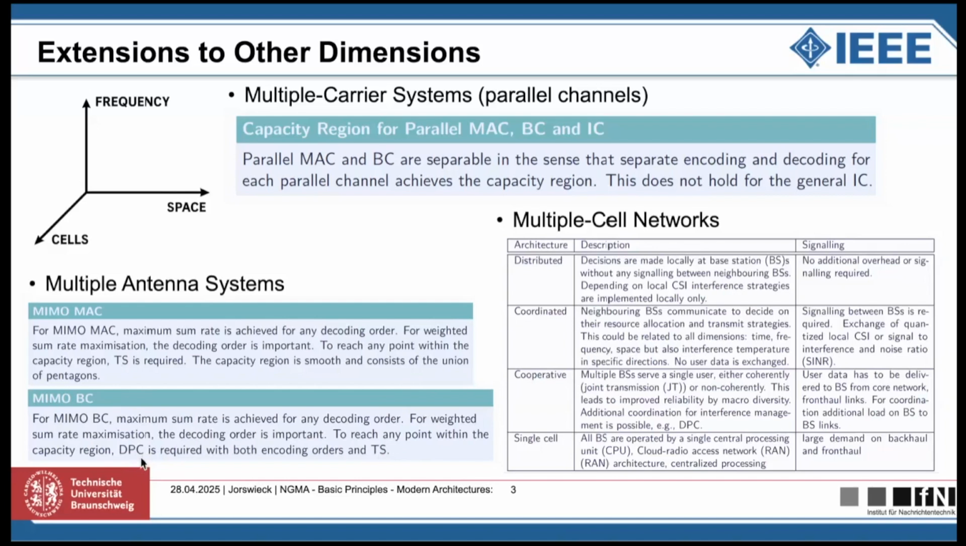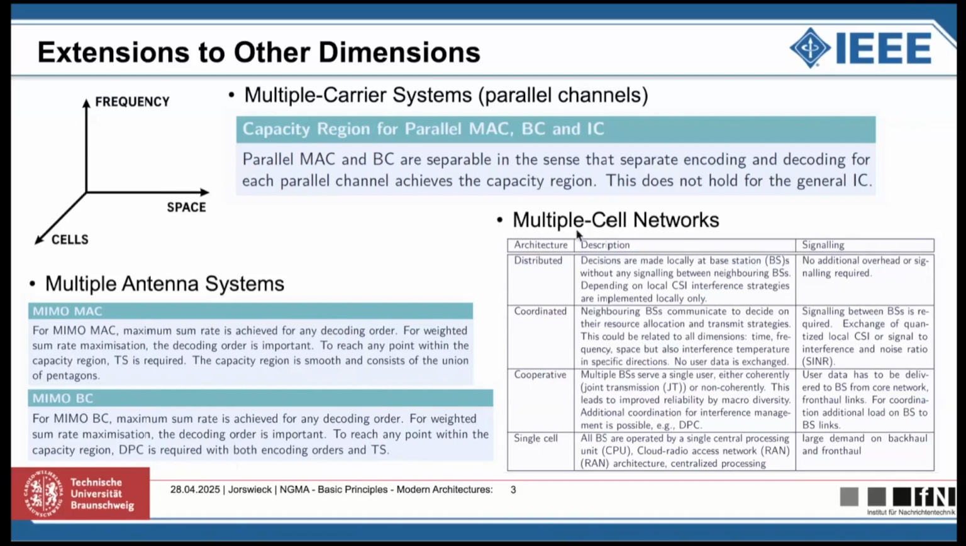So for the MIMO broadcast channel, it is not sufficient to apply NOMA, that means superposition coding and successive interference cancellation. Instead, we have to use a technique called dirty paper coding, which allows us to use any of the two or multiple coding orders. And also very important, we have to apply time sharing. Otherwise, we cannot achieve the capacity region.